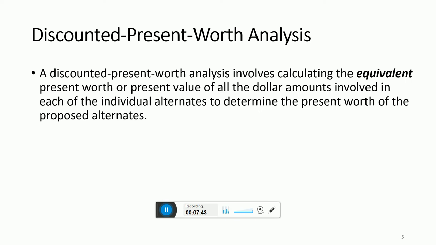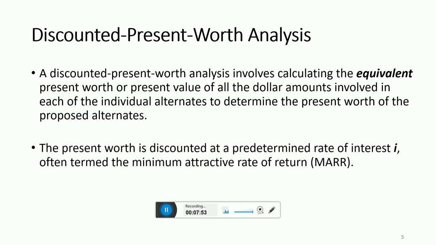The present worth is discounted at a predetermined rate of interest, often termed the minimum attractive rate of return, or we can say MARR. Like what will be the minimum attractive rate of return which we can use to calculate the present worth.